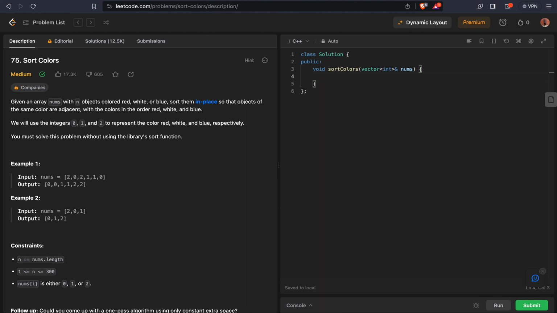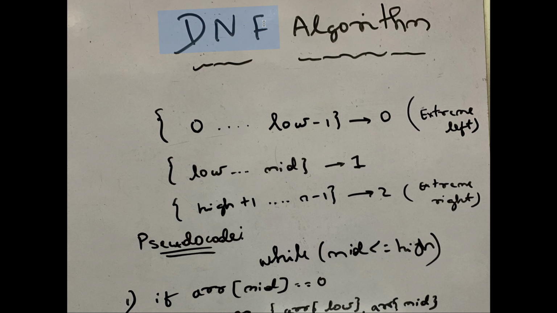Now if we use the sort function, that will take O(n log n) time complexity, and it is not the most optimal solution. So moving to the optimal solution, there is an algorithm called the DNF algorithm, which stands for Dutch National Flag algorithm. It is a sorting algorithm which is used to sort arrays efficiently that include only three distinct elements, that is 0, 1 and 2. After sorting the array, all the zeros will be at the extreme left, all the ones in the middle, and the 2s at the extreme right.